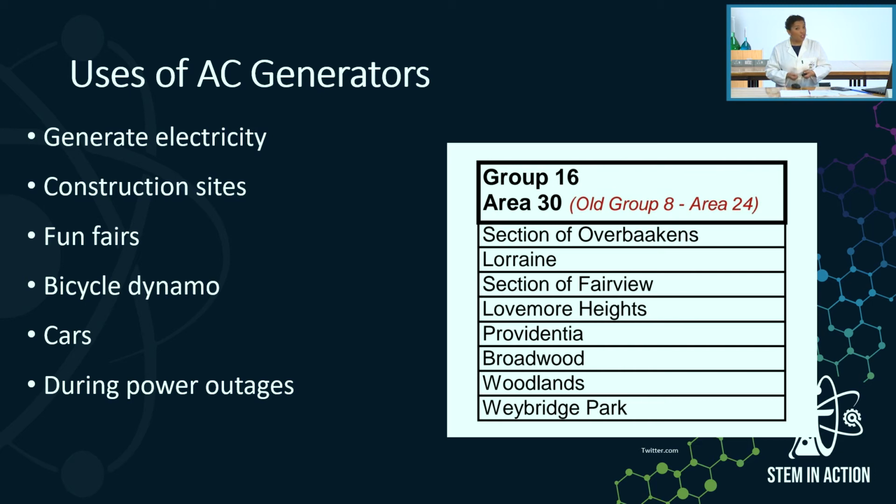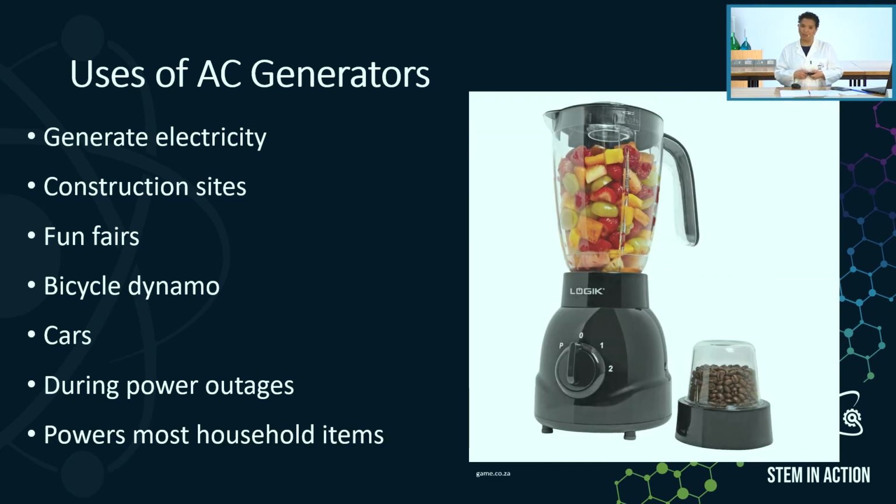That's a little load shedding schedule over there, and so you know that many people, if they can afford an AC generator, they use generators during power outages to provide electricity for their household or even their businesses. Most of our household appliances use electricity generated from AC generators to power them. There we have a blender and even a coffee grinder.